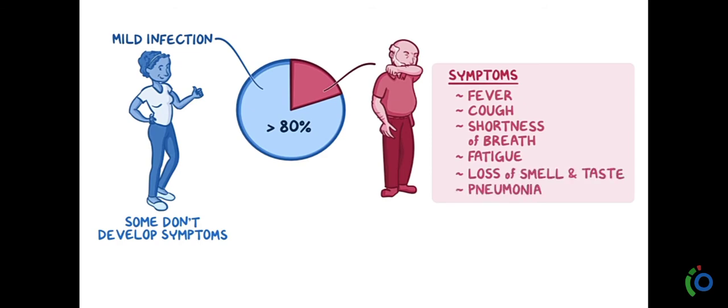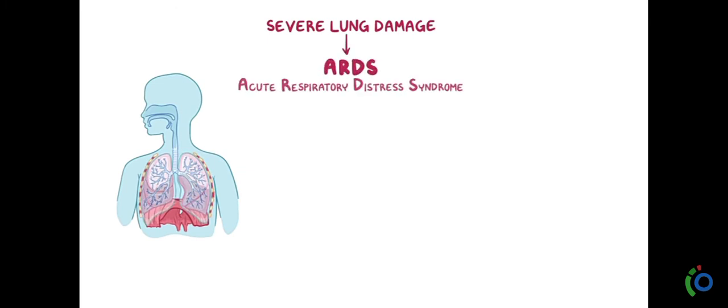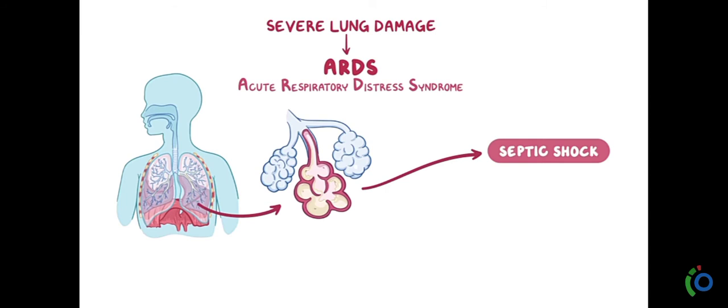Serious problems include pneumonia. And if there's severe lung damage, that can cause acute respiratory distress syndrome, or ARDS, which occurs when the lung inflammation is so severe that fluid builds up around and within the lungs. The severe infection can cause septic shock, which happens when the blood pressure falls dramatically and the body's organs are starved for oxygen. ARDS and shock are the main cause of death for people with the infection.